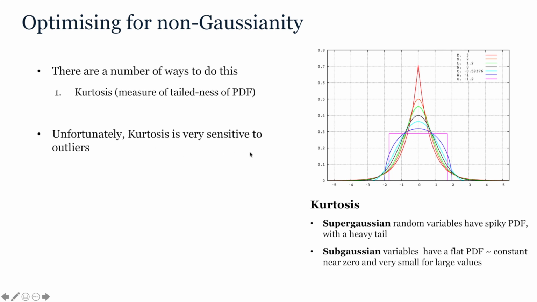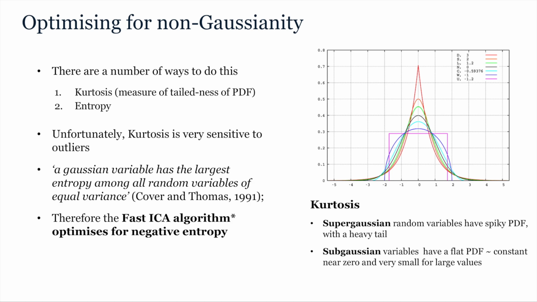The problem with kurtosis is that it's very sensitive to outliers. Therefore, a better measure of Gaussianity is entropy, where Gaussian variables are said to have the largest entropy among all random variables of equal variance. For these reasons, the popular fast ICA algorithm optimises for negative entropy.